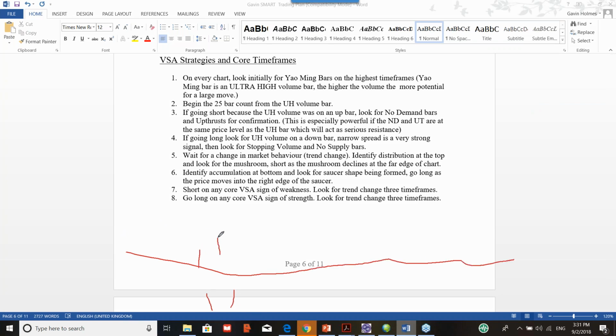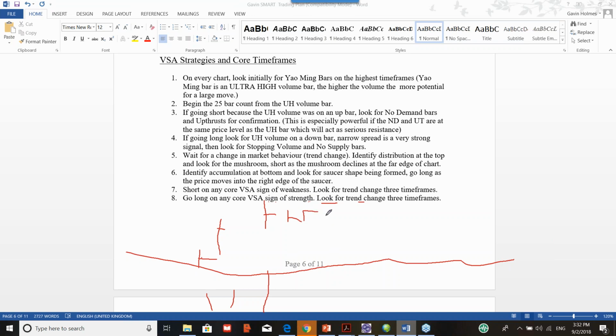The market's been going up like so, closed in the middle, closed up on the top, and then suddenly we get this massive volume spike, and the price goes up, and it closes in the middle. It's a buying climax. Now the top of the bar here, that's serious resistance.